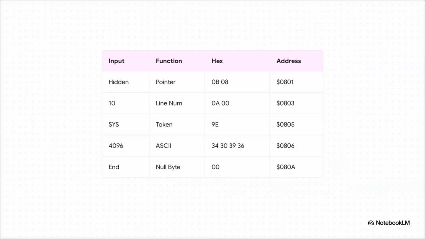Let's pull all of this together into what I like to call the ultimate translation matrix. This is the real aha moment where human intent translates into machine reality. You type 10 SYS 4096. That's all you see. But physically, starting down at address $0801, the machine writes the little endian pointer to the next line. Then your line number 10. Then the tokenized $9E for SYS. Then the raw ASCII numbers for 4096. And finally, that critical $00 wall. This matrix right here, this is the map to the magic.